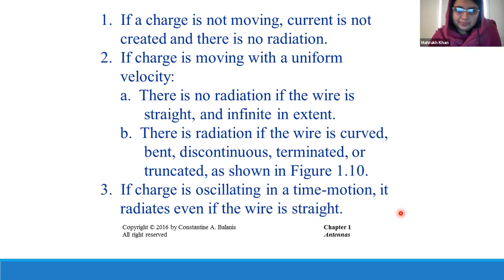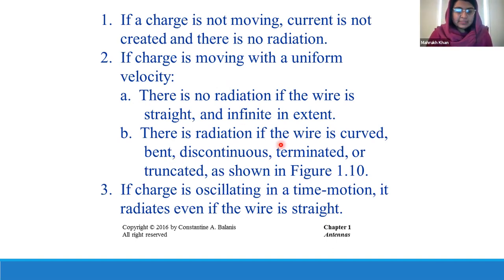One more thing is that if in this wire charge is not moving, there is a static charge, there is no radiation. If charge is moving with a uniform velocity and your wire is infinite, then still there is no radiation because you are seeing a steady current with a uniform velocity. The radiation only creates due to the time varying scenario or due to some disturbance. Okay, so if there is a disturbance in the current, only then you will see a radiation.